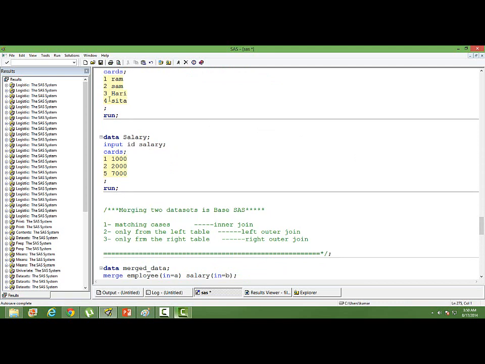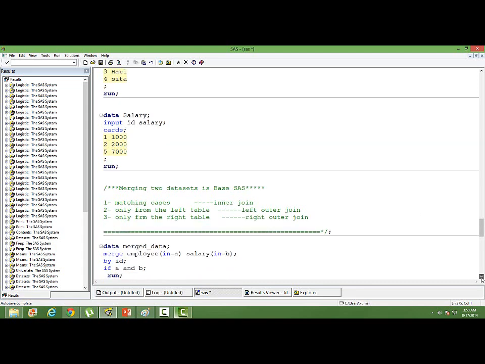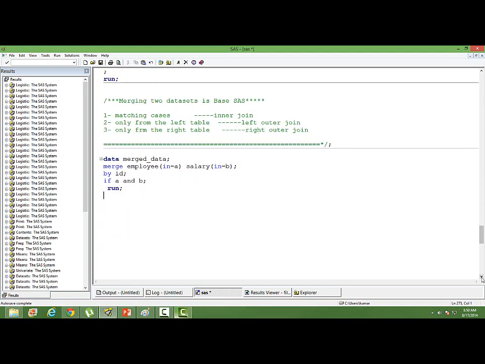The IDs are 1, 2, 3, 4, whereas in the second dataset, the salary dataset, IDs 3, 4 are missing, but ID 5, which is an extra employee, is not there in the first table, in the employee table. So that's about the datasets. We will merge the two datasets in base SAS.